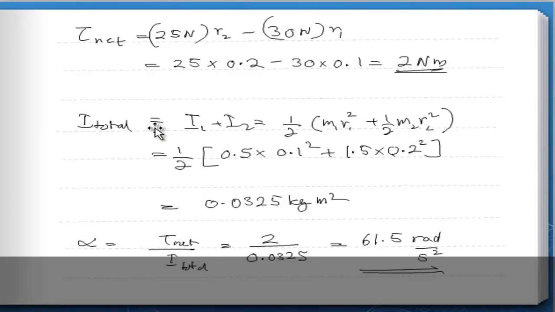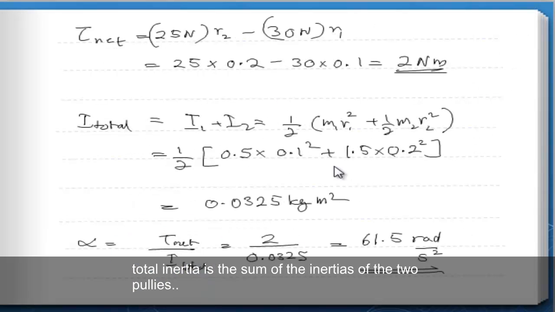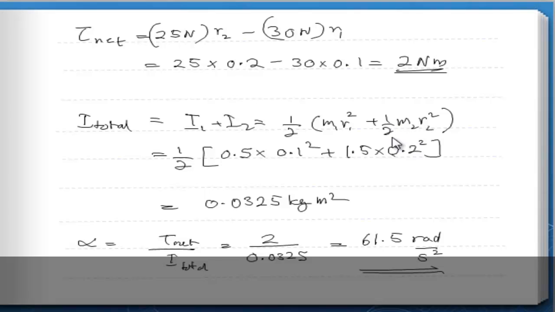To find the angular acceleration, we also need the total inertia. Since we have two pulleys, the total inertia is the sum of the two inertias. So that's I1 plus I2. So 1/2 m1 r1 squared plus 1/2 m2 r2 squared. There is an extra 1/2 here, so we don't need that. So let's delete that.